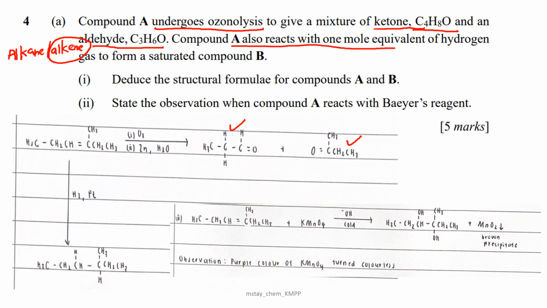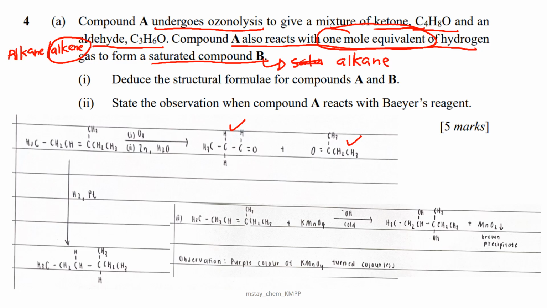reacts with 1 mole equivalent of hydrogen gas to form saturated compound B. So from here again, just now because of ozonolysis, we know that compound A is an alkene. So now we can confirm that A is an alkene with 1 double bond because it can only react with 1 mole of hydrogen gas. And then after A reacts with hydrogen gas, we will have the idea that compound B is the saturated compound, which means it is an alkane.